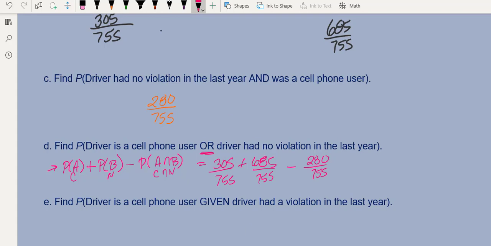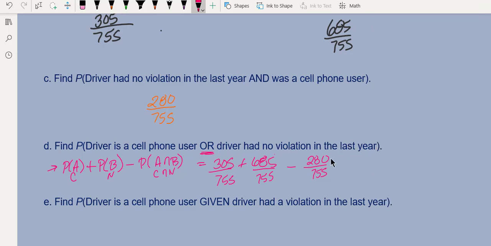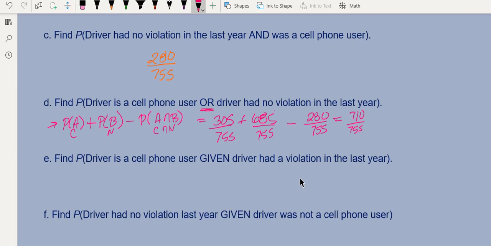Right? So if we pull this up, this means that we would have 305 plus 685 minus 280 gives me a whopping 710. So my answer would be 710 divided by still the 755. Remember, when you're adding and subtracting fractions, the numerator changes, not the denominator. Okay? So let's do another example.